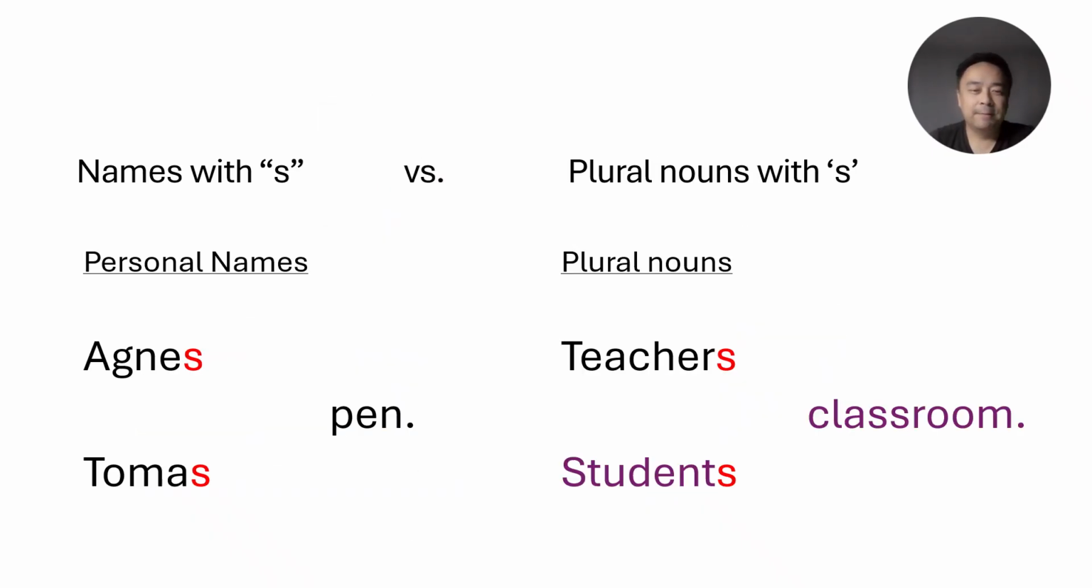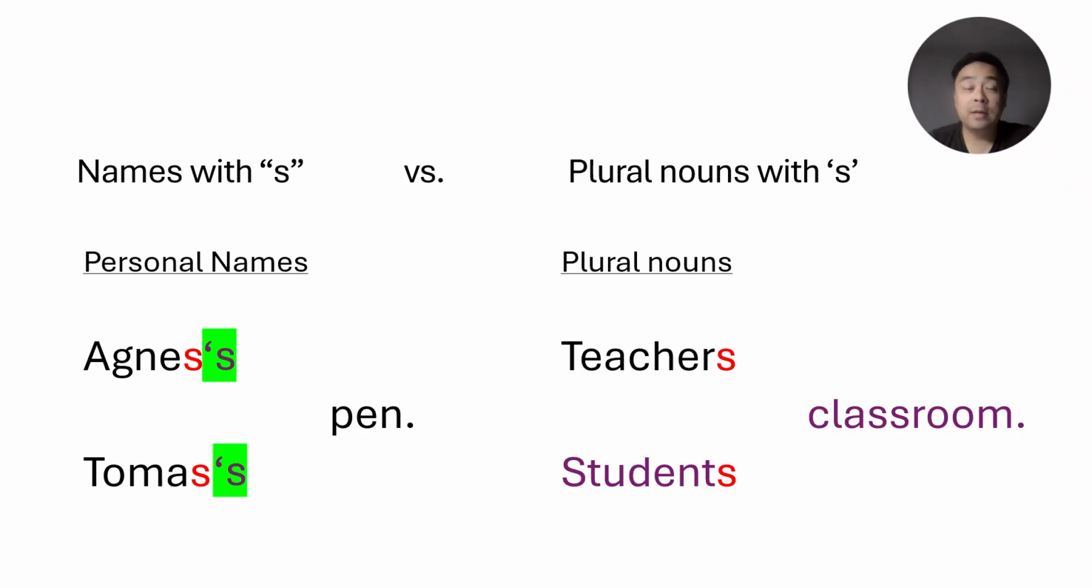So let's take a look at this. What happens if we use the name of a person and the name of the person has an S at the end, like Agnes? There's only one Agnes, but her name ends in S. Or Thomas. Thomas ends with an S. Then I have the object, pen. Well, with personal names, I can put apostrophe S. Watch. Agnes's pen. Thomas's pen. When it's one person's name and ends with an S, it is okay to do apostrophe S.